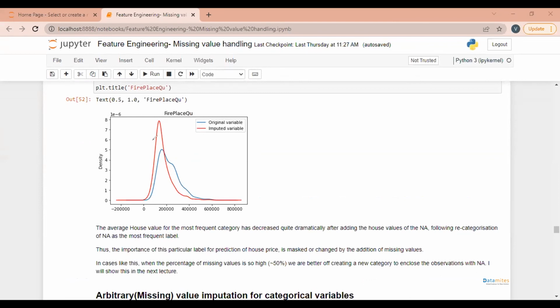So instead of mode imputation, we can categorize our missing values. We can categorize them into a different category called the missing category. Missing category imputation.